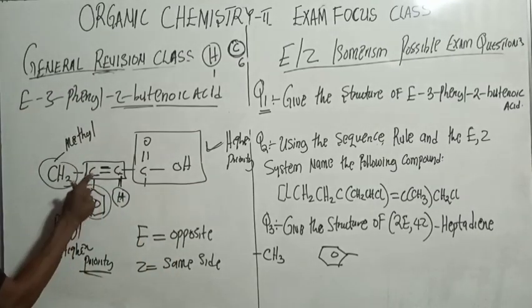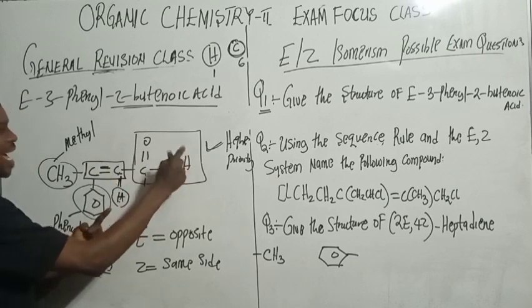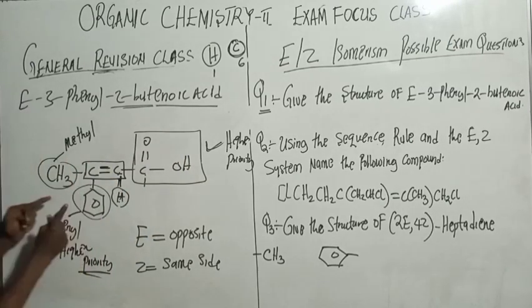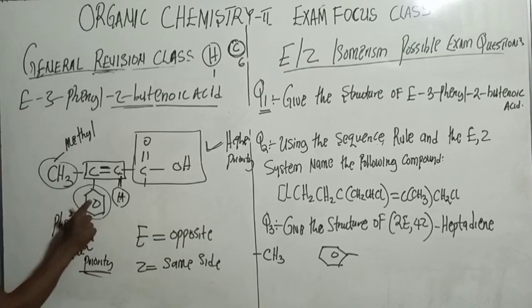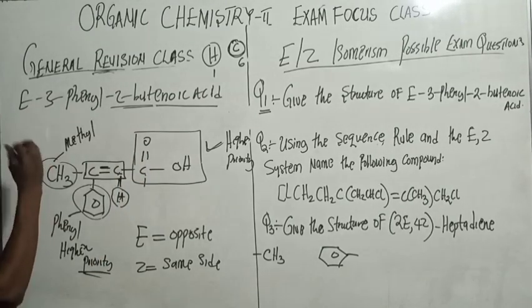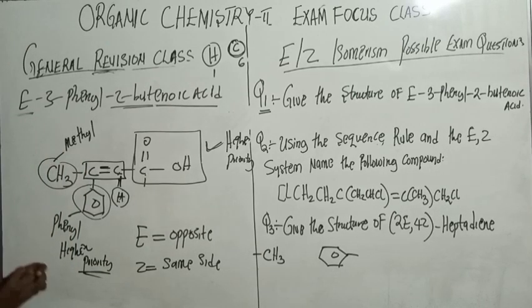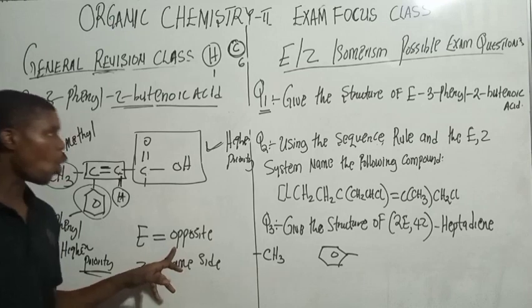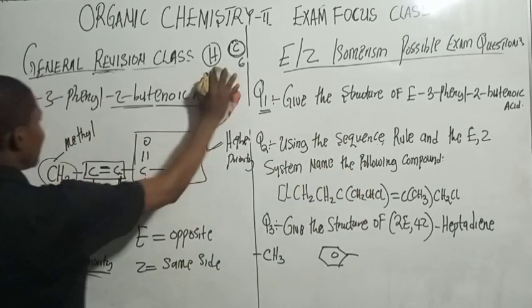So when you look at this carbon atom, this one has higher priority, and on this other carbon you also have a higher priority. So our points of focus are going to be this one and this one. Now the rule says it should be E. When we talk about E, it means opposite. E means opposite. So I want to write this out.